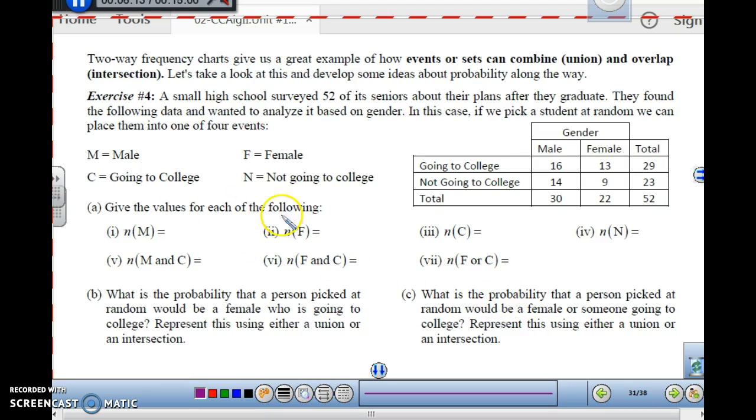All right, so give values for each of the following. What is the number of males? Well, the total number of males would be down here, 30. The number of females would be 22. The number going to college, C, right there is 29. And not going to college would be 23. Now here's where you have to be careful. What is the number of males who are going to college? We have to see where male and college intersect. So that would be 16.